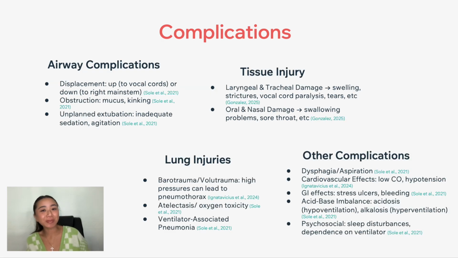So complications from endotracheal intubation can happen before, during, and even after extubation, so it's really important for us to stay vigilant at every single stage. Let's start with airway complications. The tube can shift either upward, where the cuff sits at the vocal cords, or downwards into the right mainstem bronchus, causing unequal chest rise or absent breath sounds.